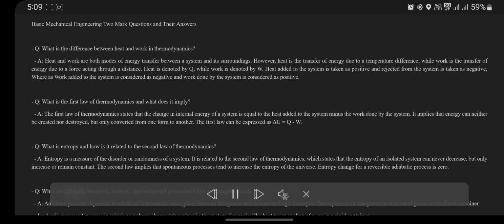Question: what are adiabatic, isochoric, isobaric, and isothermal processes? Give an example of each. Answer: Adiabatic process, a process in which no heat transfer takes place between the system and its surroundings. Example: the expansion or compression of an ideal gas in an insulated container.